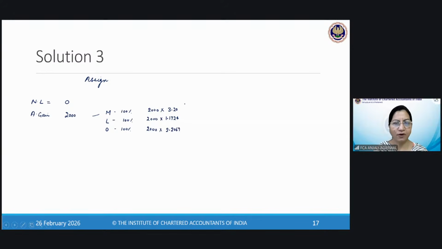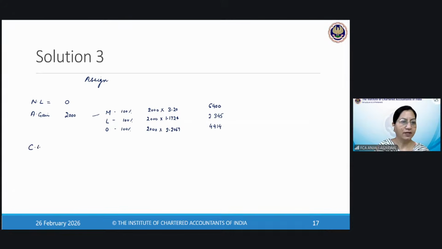So the total value of abnormal gain would be 2000 into 3.2, 6400, 2000 into 1.1724, which is 2344.8. I'll call it 2345, and 2000 into 2.2069. This is 4413.8. I'll round off to 4414.